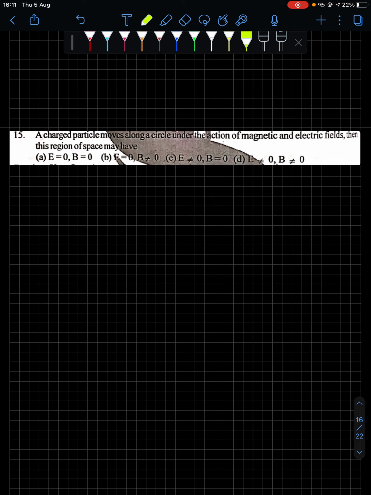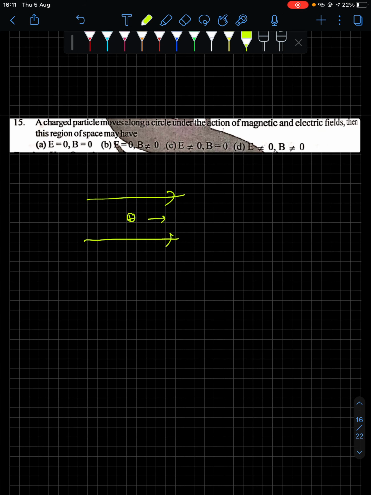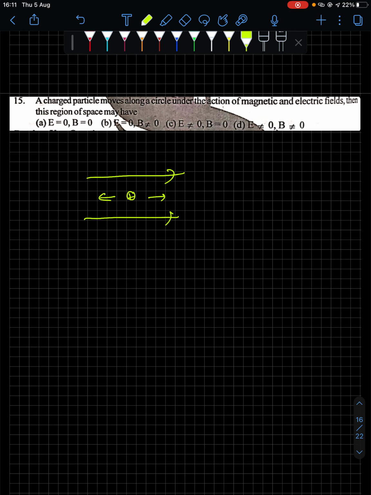Question number 15. A charged particle moves along a circle under the action of magnetic and electric field. Then which of the options is correct? You see, when you have an electric field, then what happens? A charged particle moving parallel or anti-parallel to an electric field, say in this manner. In this case a positive charge, if it goes along this way, will be accelerated. If the positive charge is going along the left, then it will be retarded.